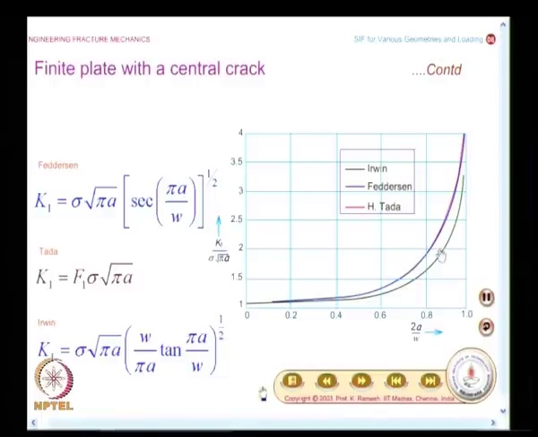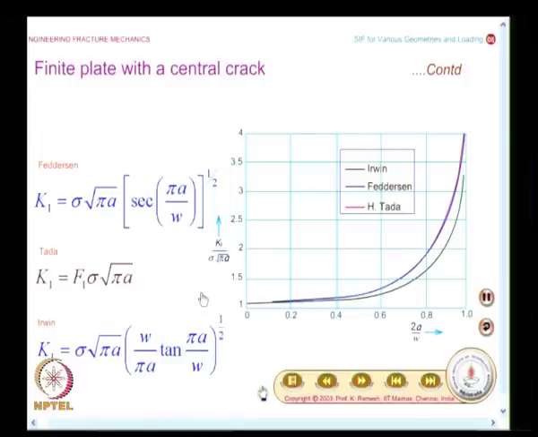So, make a neat sketch of this, and what you find here, if you compare the solution by Irwin, if you take the reference as Tada, up to 0.4 the Irwin solution and Tada solution are very close, there is not much deviation, and if you look at the Feddersen solution, it is up to 0.85. They say that the solution of Feddersen is reasonably accurate, and it is also simple to calculate. If I have to go to Tada, I have to evaluate the series functions, whereas this is simpler to evaluate.